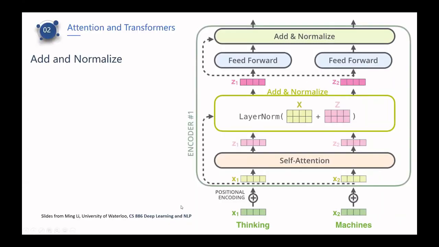And so then this will become like this. We have "thinking machines", we have position encoding, we get X1, X2, we do self-attention, we get Z1, Z2. And then the next step comes in. What we are going to do is have this skip connection. We take the X and add it to Z, okay? And once we add that, we will have to normalize. That's why it's add and normalize, so that it can then go to the next block.